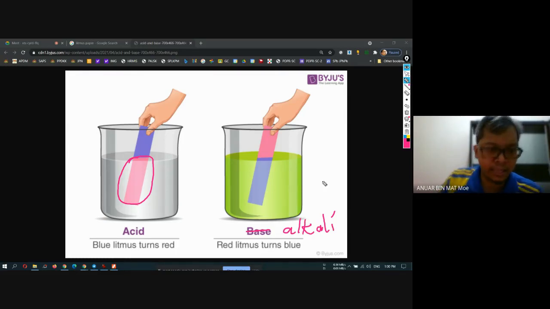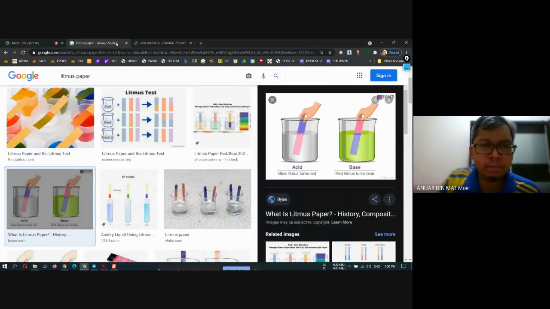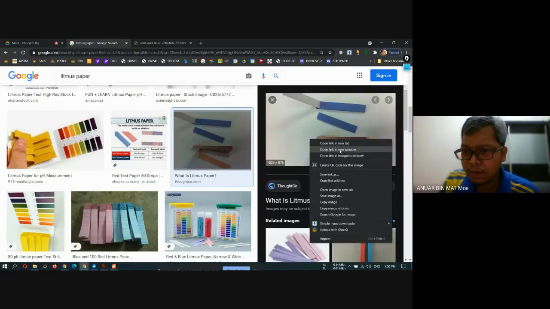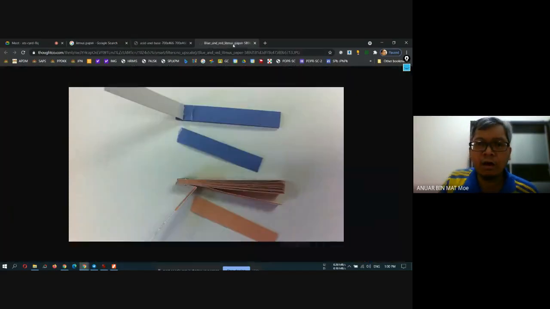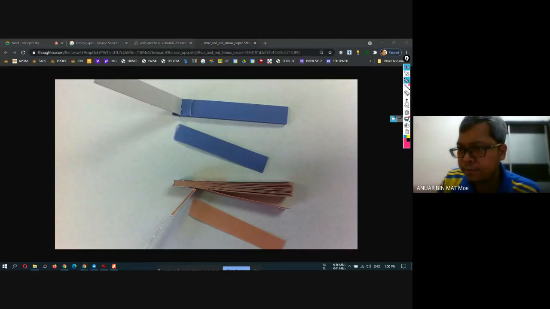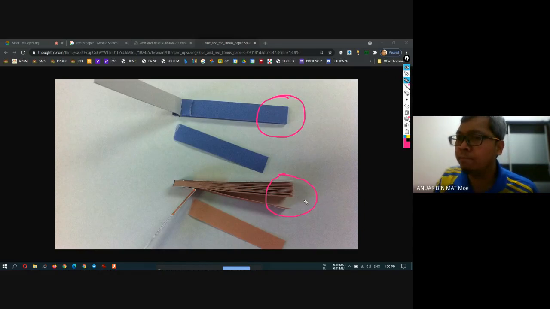Okay, so this is an example of what we call litmus paper. It's just a piece of paper only, like this, blue and red. Okay, this one is blue, this one is red. So when you put the blue inside the acid, it will turn red. And then if you put the red litmus paper into an alkali, it will become blue.